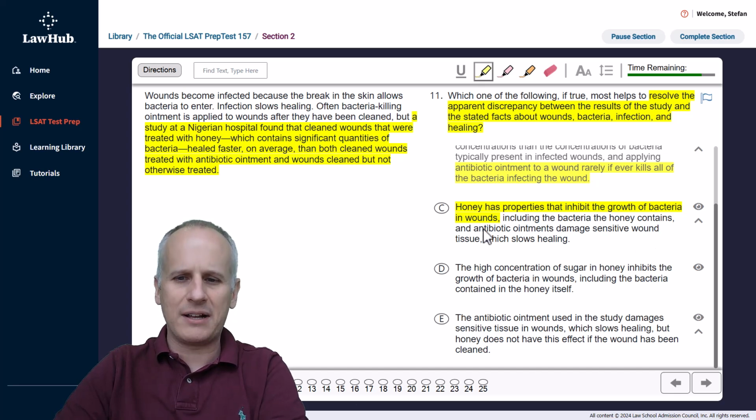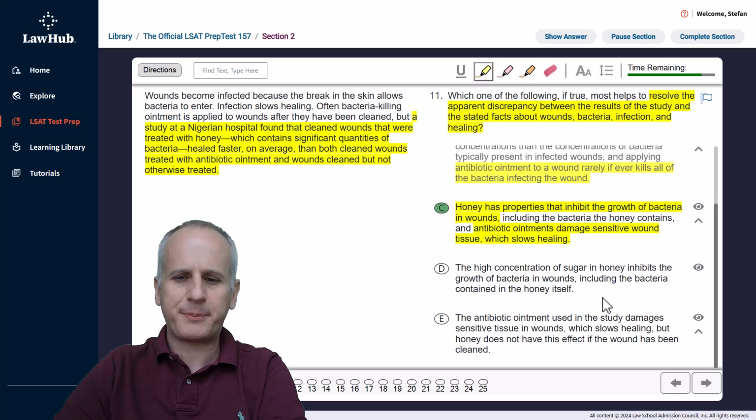And antibiotic ointments damage sensitive wound tissue, which slows healing. So now we've got both sides of the coin. We know why the honey is better than the antibiotic ointment and why it's better than nothing. So choice C does address both parts of this discrepancy and should come across as our correct answer at this point when we break it down.